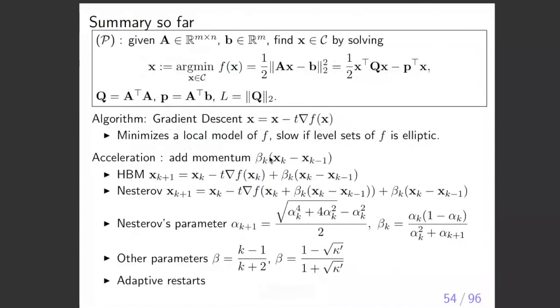And this is a summary so far before the break. We talked about this problem, talked about gradient descent. And the thing is, f is bad. That means the level set is elliptic, then gradient descent is slow. To fix this problem, we use momentum acceleration, and there are so many momentum schemes. And the best scheme so far is Nesterov method, which looks like this. And to find beta k, he gives this magic formula. And of course, you can use other easier formulas. And to further improve it, you can consider restart.